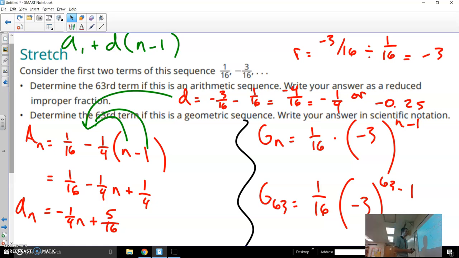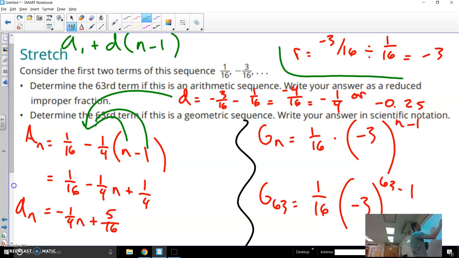So what I did is in the top right corner, I went ahead and said, well, if we're really talking about geometric, well, I need to calculate that common ratio. And if you divide the second number by the first number, negative 3/16 divided by 1/16 actually comes out to be really nice as negative 3.